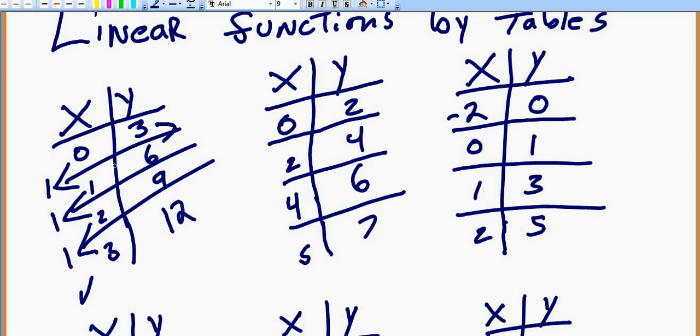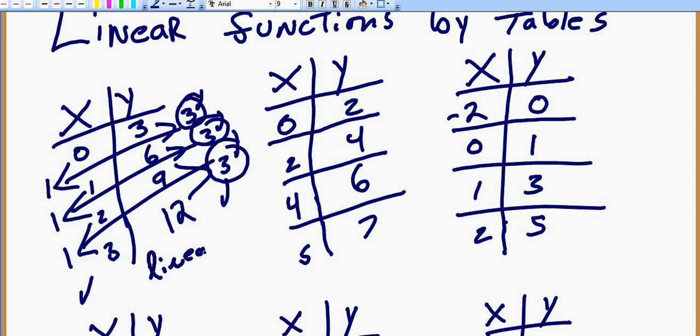So when we go one space over here, we go 3 over here. When we go one space with the x again, we go 3 more on the y. And then once again, when we go one space from 2 to 3, we're going 3 more. So 3, 3, and 3, right? These are all the same number. So that checks out. So this is a linear function.